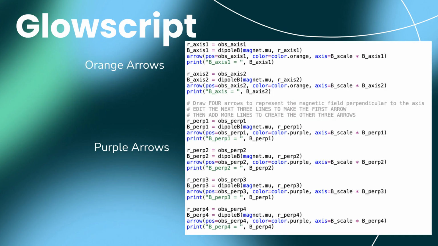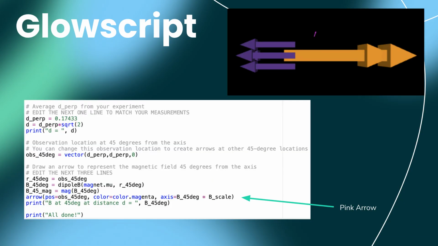We then have our code that we use for our orange arrows and our purple arrows that we put the observation locations in for before. And then we would put in our pink arrow for our off-axis. And then that is what we got in our GlowScript shell.